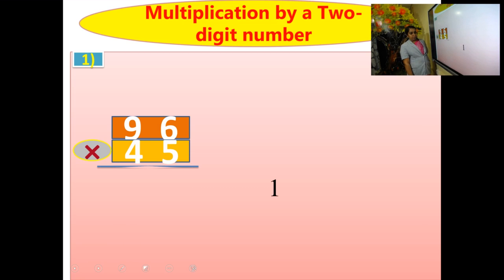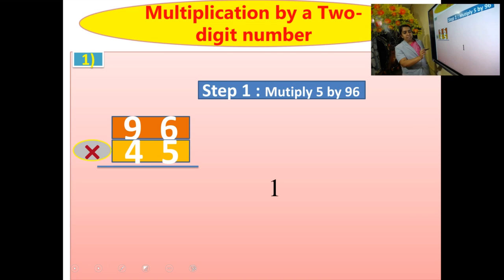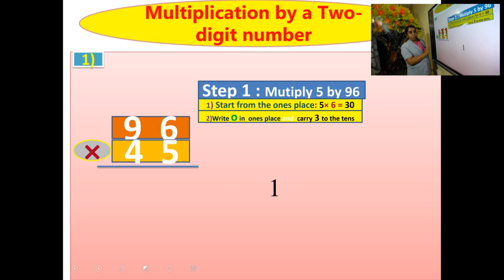So what is the first step? Say the first step. The first step is to multiply 5 and 96 first. In 5 by 96, start from the ones place. 5 sixes are 30. So write 0 in the ones place and 3 as the carryover to the tens. Clear? Yes. Then what is the next step?